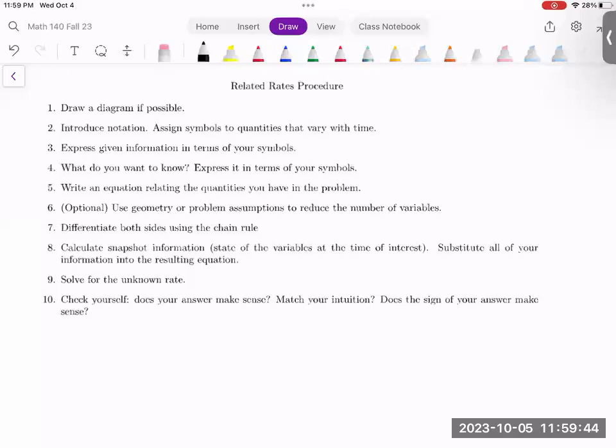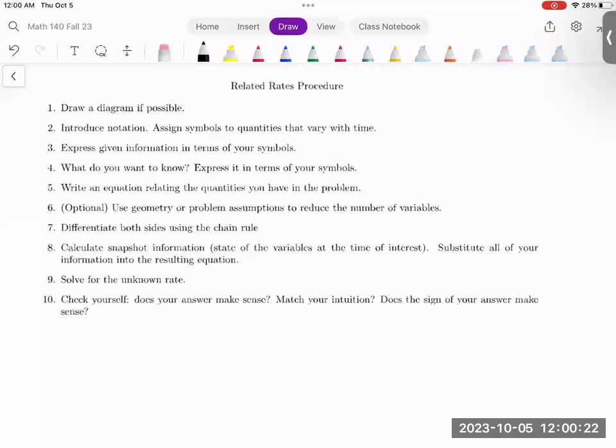Then we're going to calculate what I think of as snapshot information. So if we have, for example, a distance at a particular time that we're interested in, we can either work it out or include that information. We're going to substitute all of this snapshot information into our equation. We want to wait until after we've differentiated to include this information. And then we're going to solve for our unknown rate.